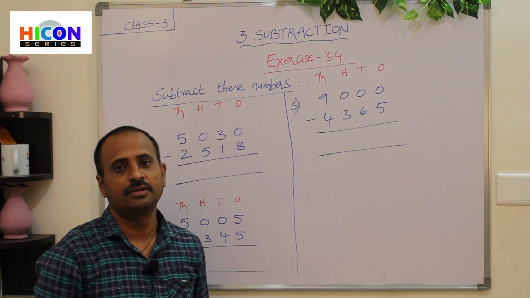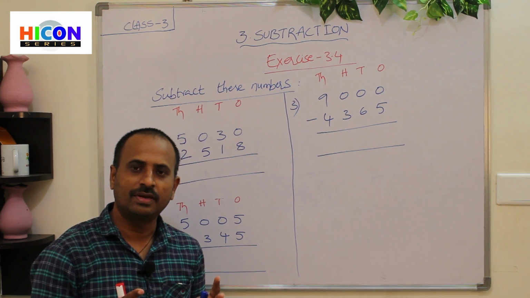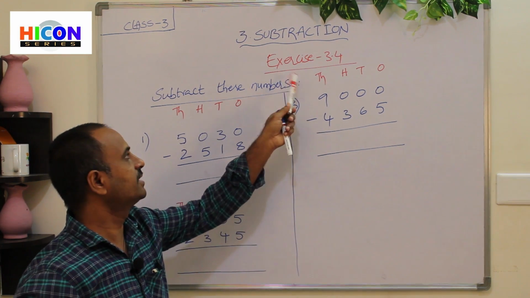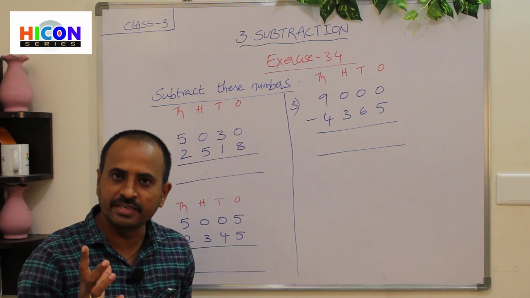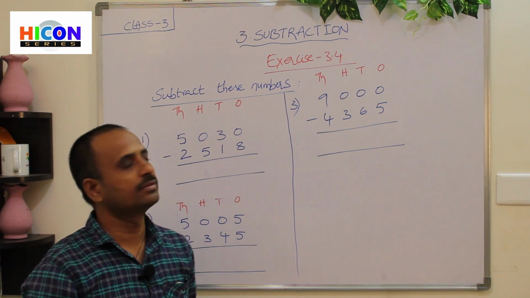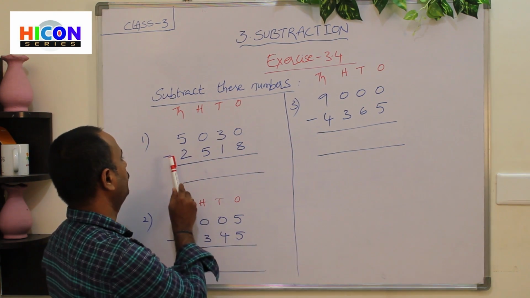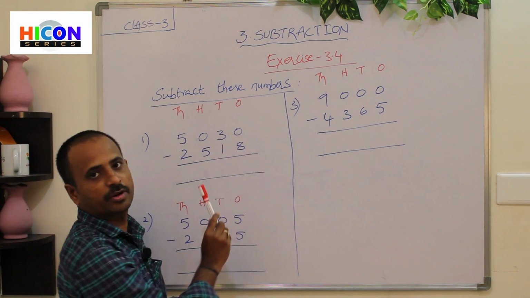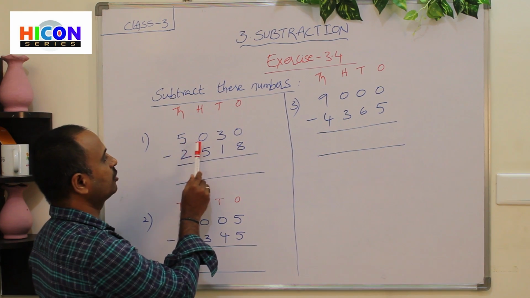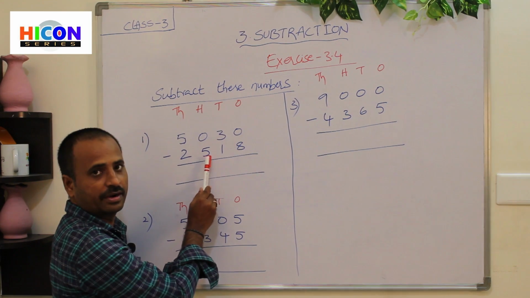Now we have discussed how to subtract numbers having zeros. So now exercise 3.4. So in this exercise 3.4, let us practice some problems how to subtract the numbers having zeros. So there are given 3 problems. So first problem, second problem, and this is the third problem. So see the first problem. There are given 2 numbers, that is 5030, and the second number is 2518.